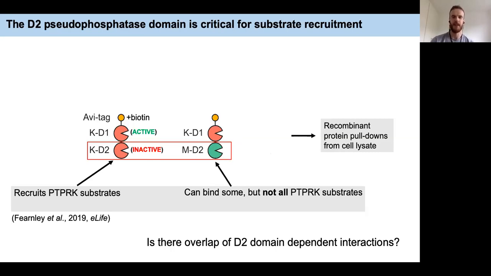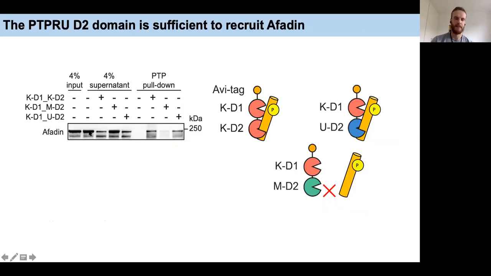So in a similar vein, to look at the binding of PTPRU substrates, I made a chimera intracellular domain which had the PTPRU D2 domain on it, and then we do recombinant protein pull downs from cell lysates to assess its ability to bind substrates of other phosphatases. So just looking at this previously identified PTPRK substrate afadin, which is a cell junction regulation protein, we know that it binds PTPRK, and we were able to replicate that using our PTPRK constructs. And this is one of these ones which PTPRN cannot bind. So you get this very specific interaction.